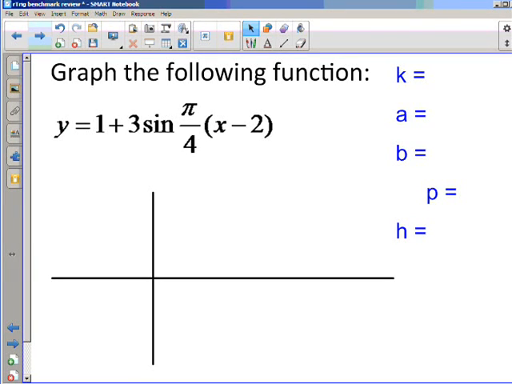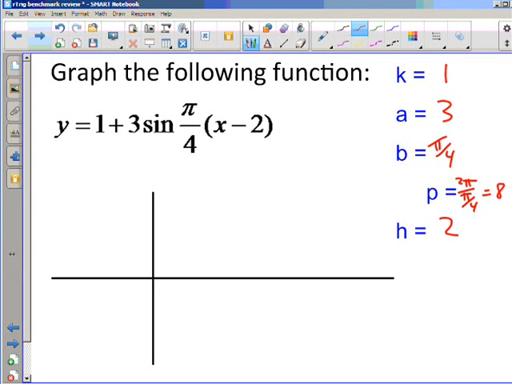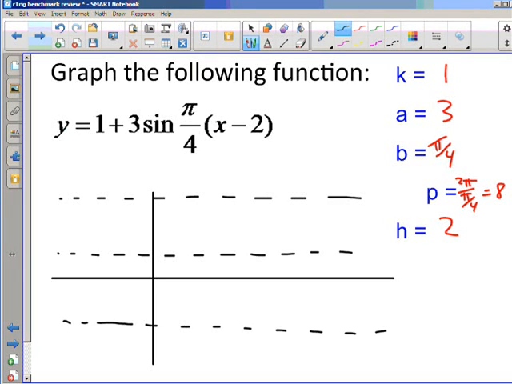All right. K is 1, A is 3, the B is π over 4, meaning the period is 2π over π over 4, or 8, and the H is 2. So I start up at 1, I go up 3, and down 3, putting me down here at negative 2. Starting at 2, again a sine curve, and the period is 8, so I add 8 to 2, I'm out here at 10. Halfway through in the middle, above and below.